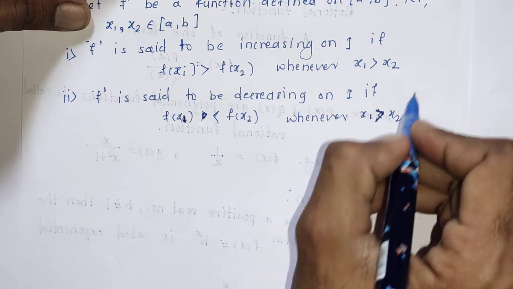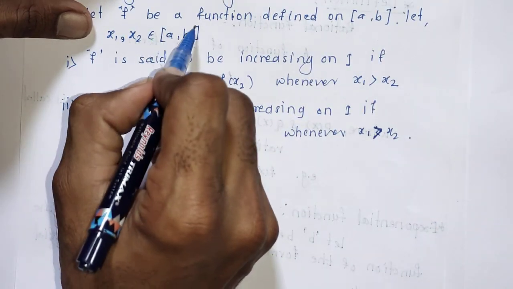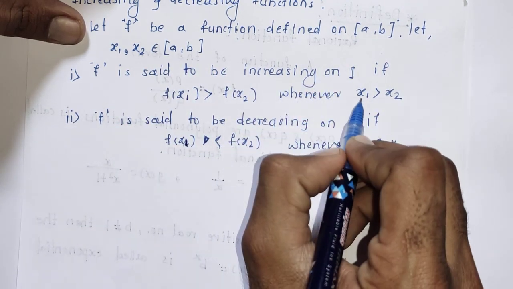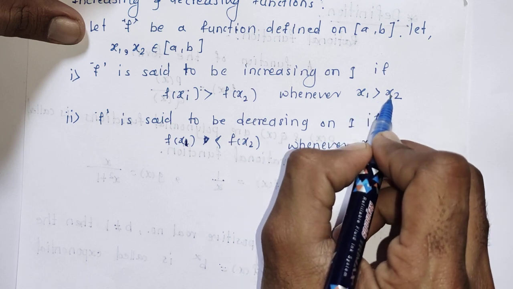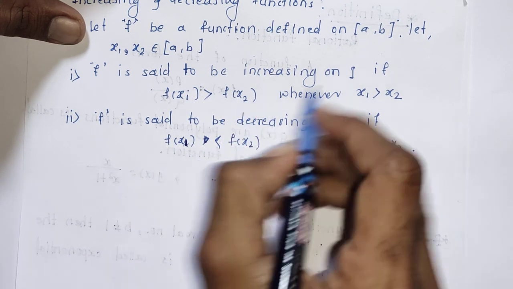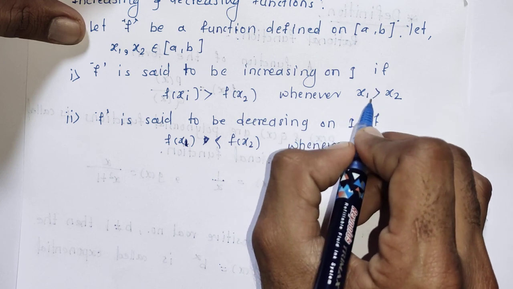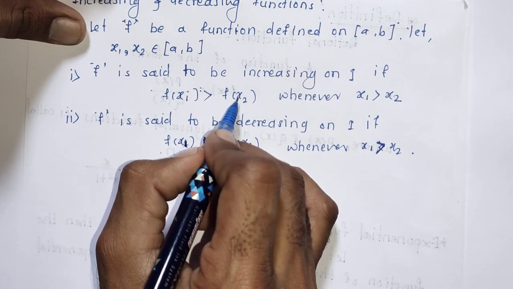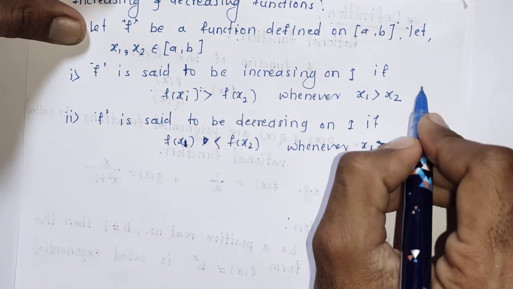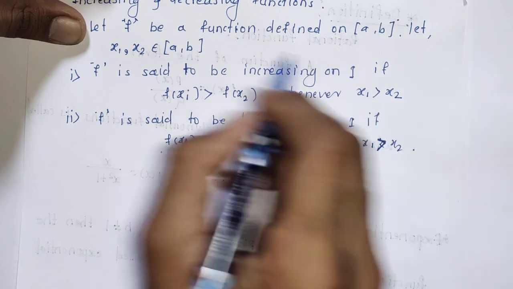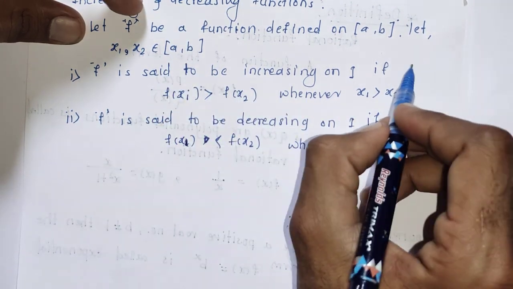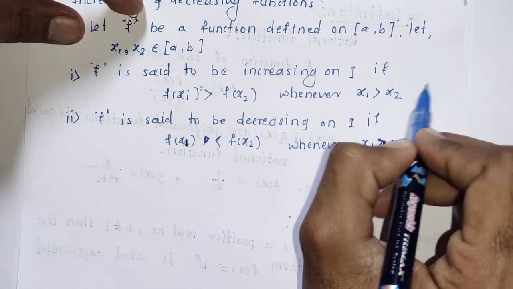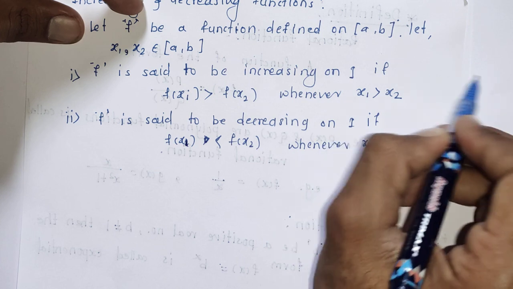Suppose x1 and x2 are two numbers from the given domain, the closed interval [a, b]. Then we say that function f is increasing if x1 is greater than x2 gives f of x1 greater than f of x2. In other words, we can write it as: suppose x1 is less than x2, then f of x1 is less than f of x2, and the function is said to be increasing. For example, if f of x1 equals 1 and f of x2 equals 2, then x1 is less than x2 and f of x1 is less than f of x2, so the function is increasing.